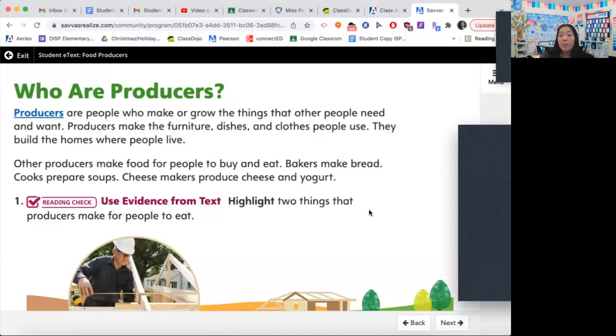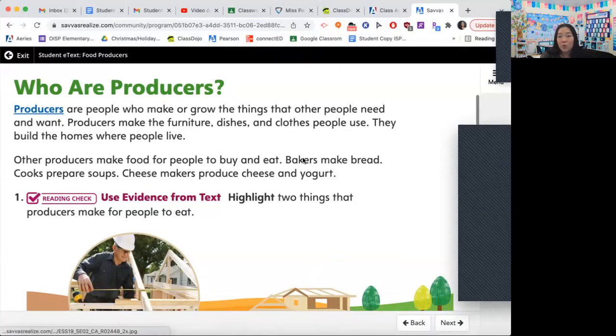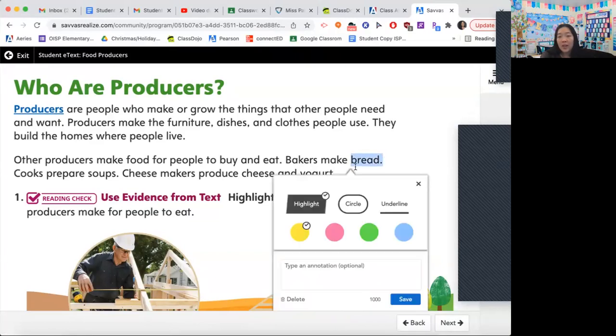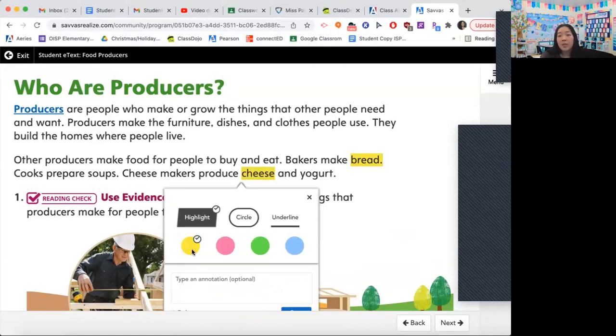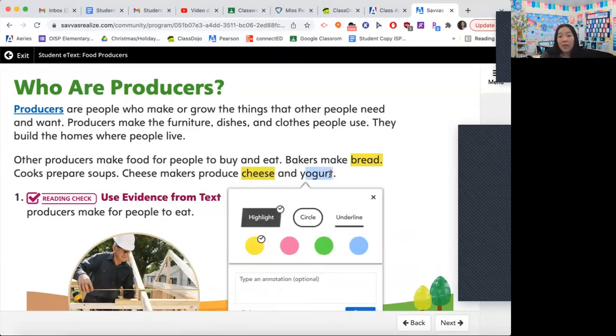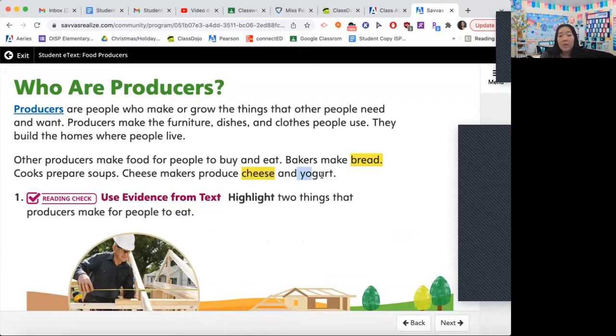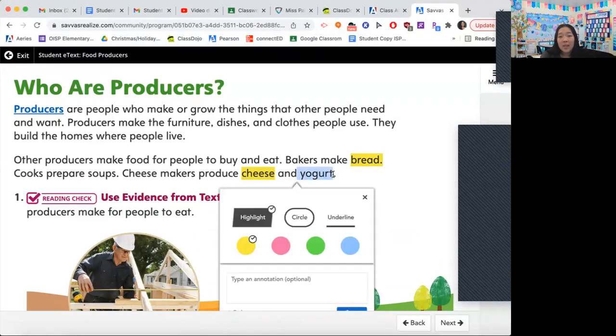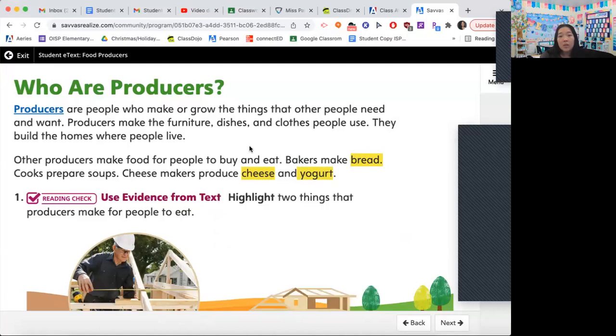Very good. Bread and cheese. You only need to highlight two, but there's more. So Ava said bread and cheese. There is other food that people can eat. Yogurt, very good. Bananas are right, but I don't think I see bananas here. Fruit is right, but I don't think I see fruit here. There's one more. I'll give you a hint. It's in the second paragraph, the third sentence.